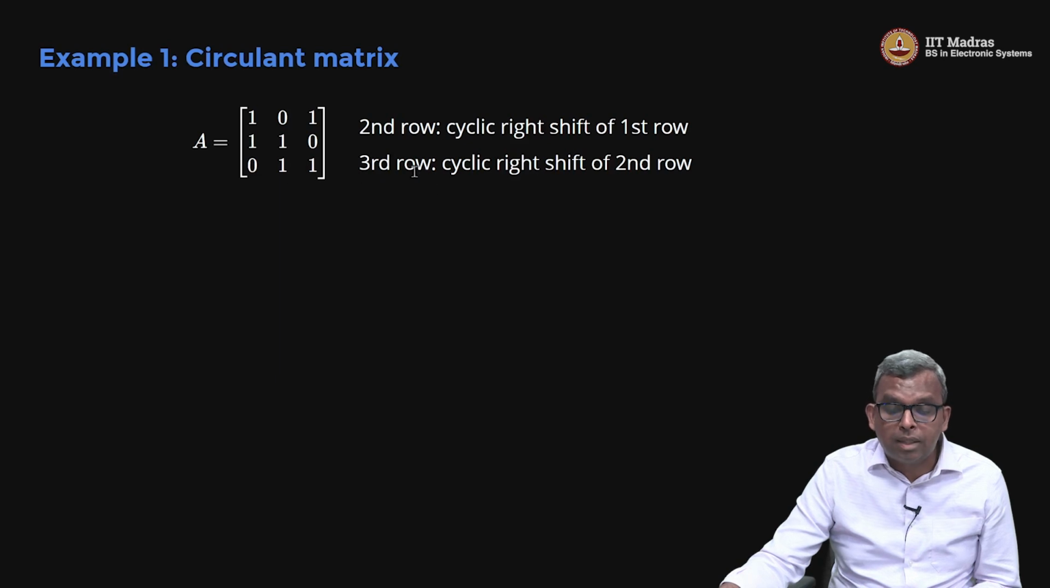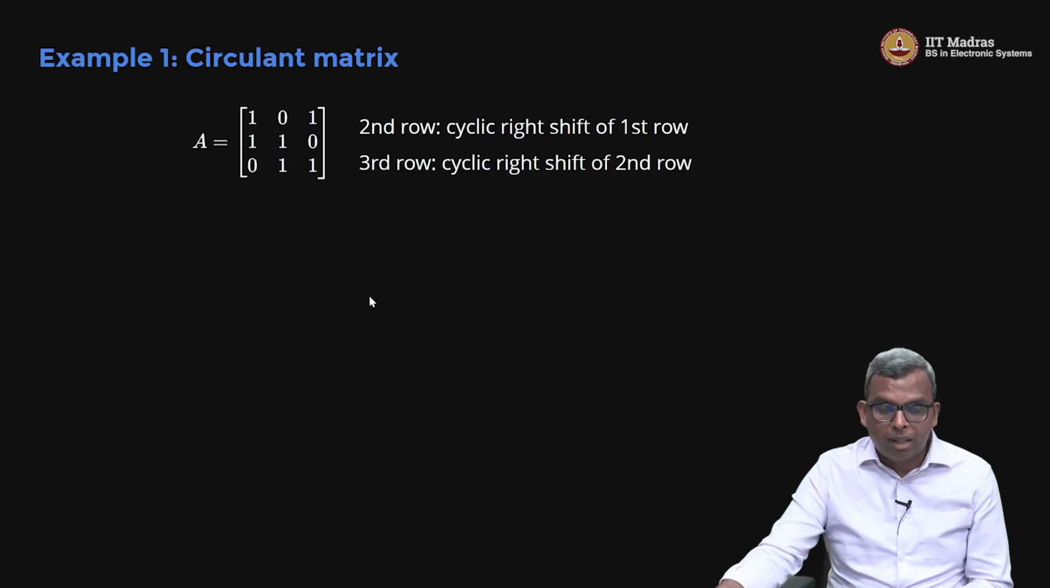Similarly, the third row is a cyclic right shift of the second row. You can see that this 1 came here, this 1 came here, and this 0 turned around and went to the end. And if you do a 0 1 1 cyclic shift, you will go back to the first row. So it keeps circulating. This is why it's called a circulant matrix.